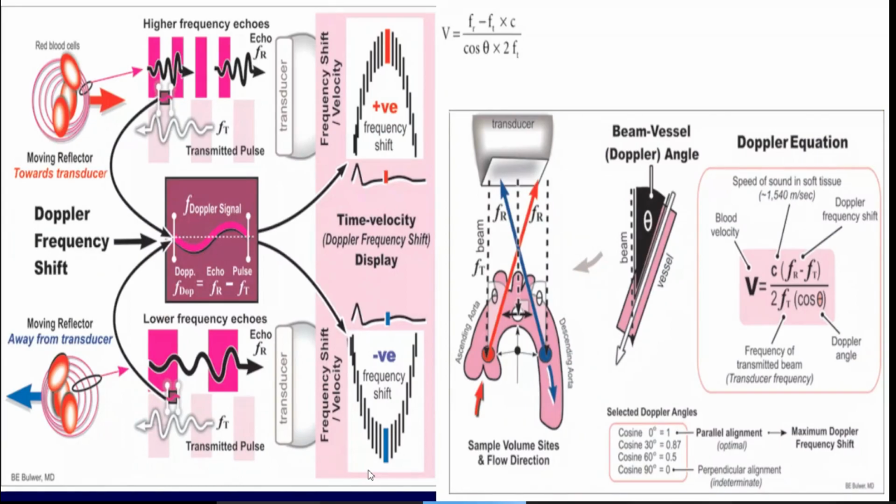So this is called the Doppler shift, and here you can see that echoes reflected from blood moving up towards the transducer exhibit higher frequencies compared to the transmitted Doppler ultrasound pulses.